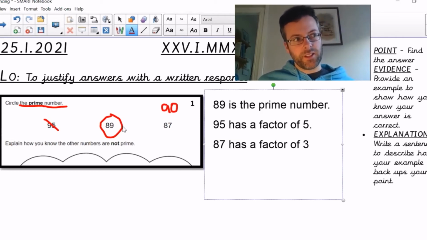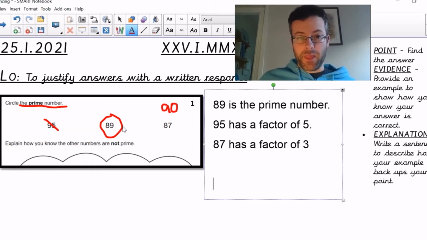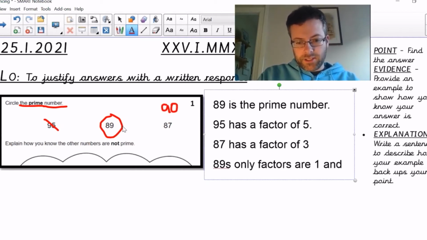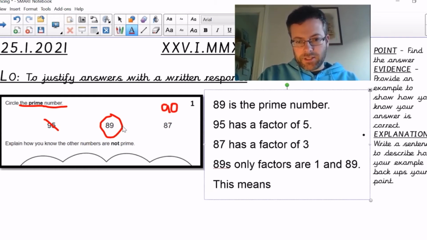12s would be... 12 times 7 would be 84, so it's not going to be there. And by the time we get to this number, if we've still not found a factor, it's not going to be one. So then I would say 89's only factors are 1 and 89, and then my explanation, this means it is a prime number.